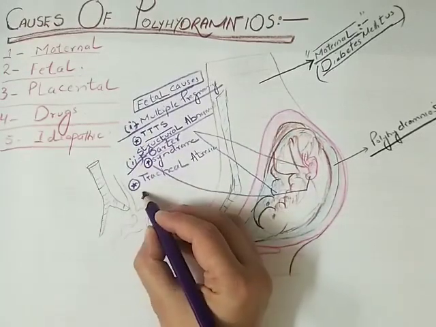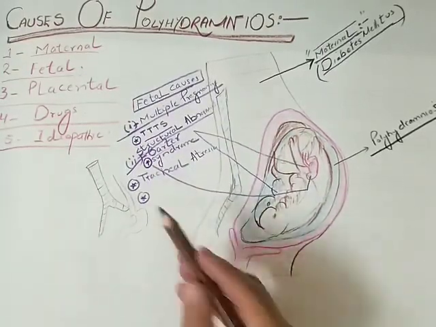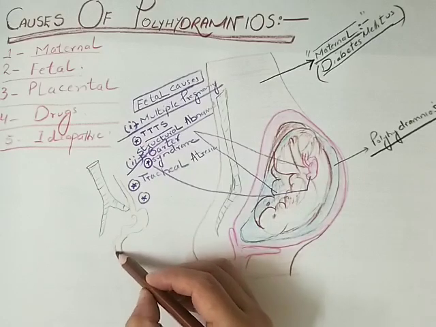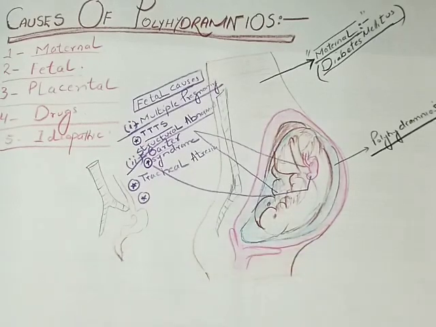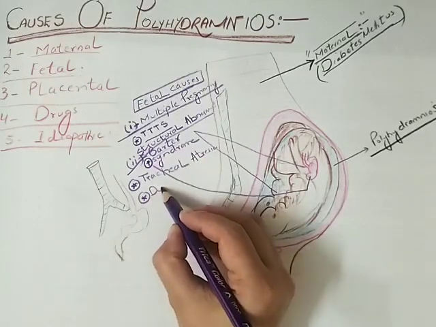Another condition is duodenal atresia. This is the duodenum, and this duodenum has atresia. So another important cause is duodenal atresia.